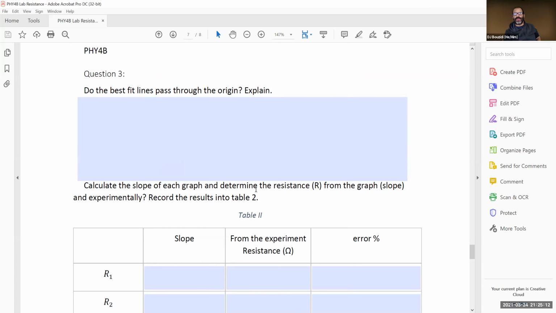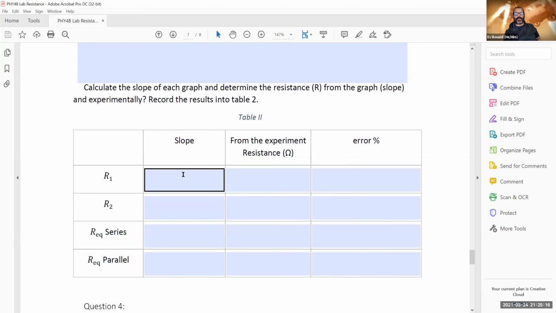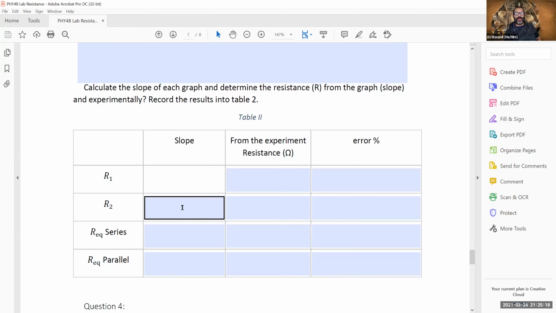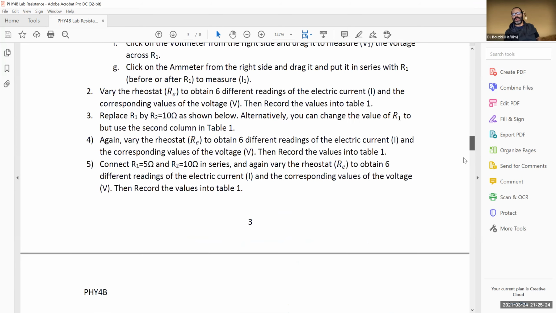Calculate the slope of the resistance from the slopes and experimentally record the values. Now, here is the deal. We have the slope in here. We have the slope in there. I'm sorry, I made some mistake in here for this entire lab. I apologize for it.